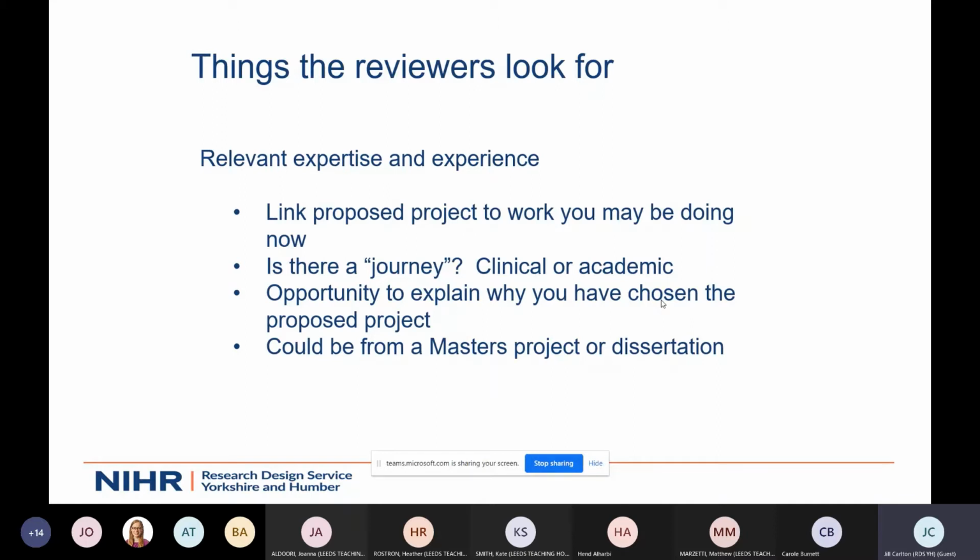a journey behind you, and that journey can be a mix between clinical and academic components. And it really allows you the opportunity to explain why you've chosen this proposed project, and we'll come on to the project component later. And in some people, as I've mentioned, there is this clear progression from master's projects or perhaps other postgraduate projects into the proposed project that you're outlining within your fellowship application itself.